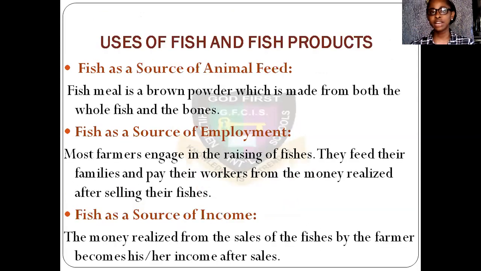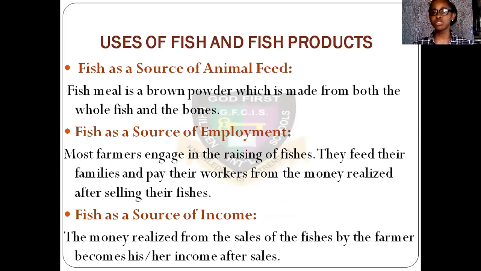We'll move ahead. It is also a source of animal feed. We also use fish to feed livestock, other animals. This fish meal is a brown powder which is made from both the whole body and bones of fish. So animals feed on fish, and when animals feed on fish, it is called fish meal.